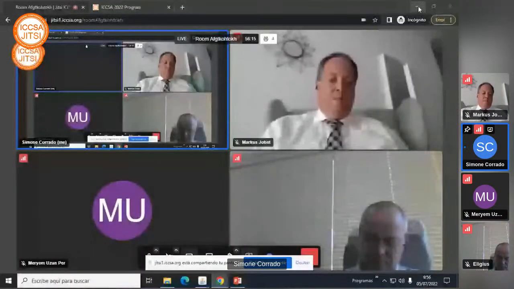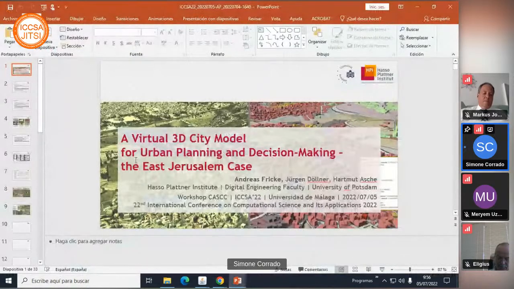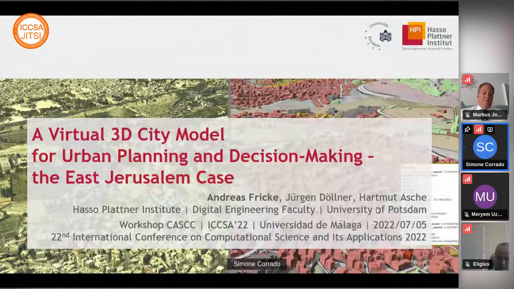Andreas's research is concerned with creating virtual 3D models of the environment, of cities, of landscapes. And he reports on a very specific large project that has as a focus point the creation of a virtual 3D city model. Andreas, the floor is yours.